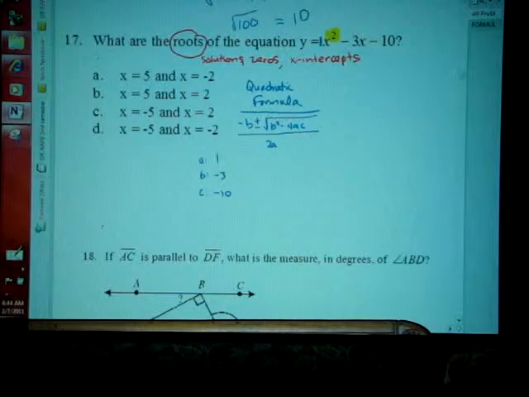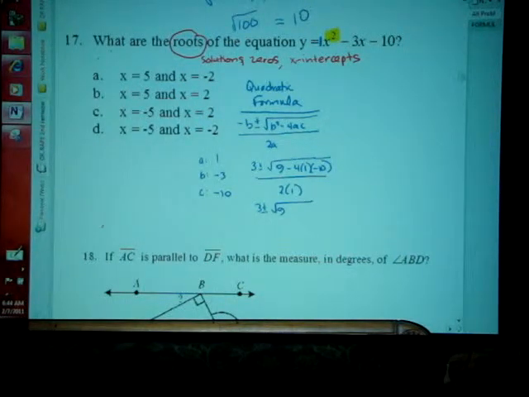So it would be negative b plus or minus square root of b squared. Let's just go ahead and square it just to save space. Negative 3 when you square it is 9. Minus 4 times a times c, all over 2 times a. So that would be 3 plus or minus the square root of 9.